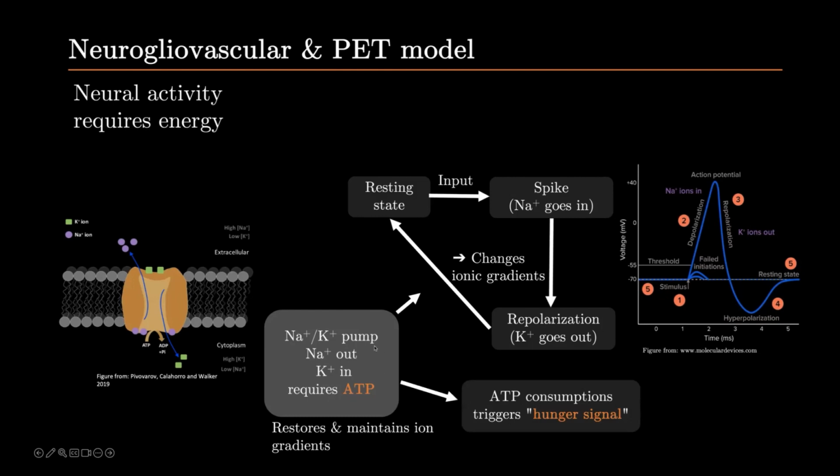Since it consumes ATP, somehow we have to redeliver ATP into the cell. So this whole procedure of ATP consumption triggers a so-called hunger signal, which then makes it possible that glucose is taken up by the tissue in order to deliver more ATP.